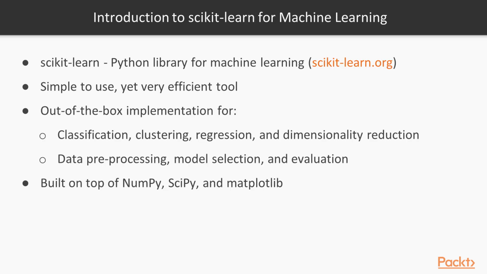Scikit-learn is the main Python library for machine learning. It provides a simple-to-use abstraction, hiding the low-level details of its efficient implementation. It offers an out-of-the-box implementation of many machine learning algorithms for classification, clustering, regression, dimensionality reduction, as well as tools for data preprocessing, model selection, and evaluation. It's built on top of NumPy, SciPy, and Matplotlib, bringing together the Python stack for scientific computing.